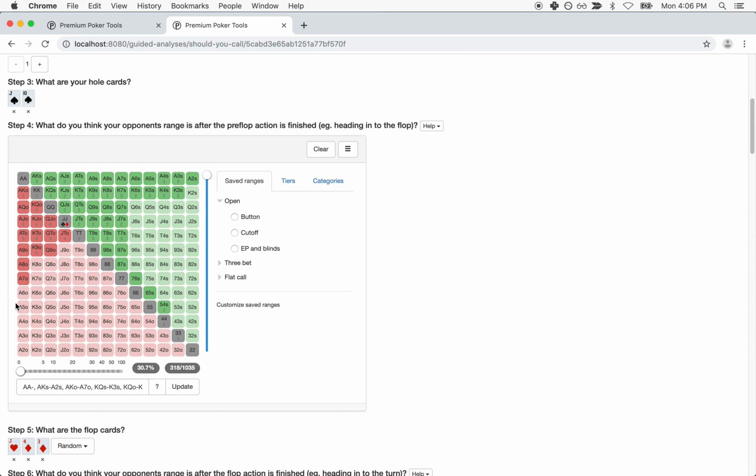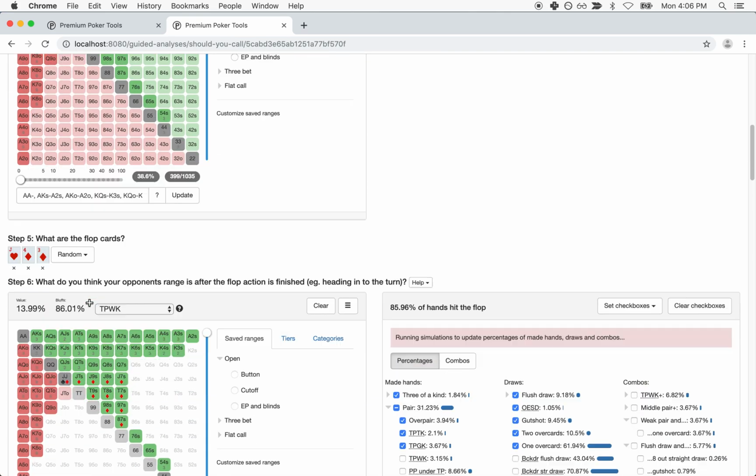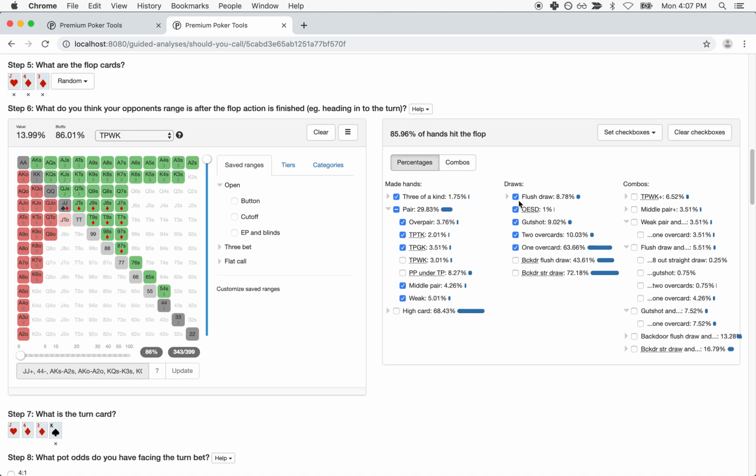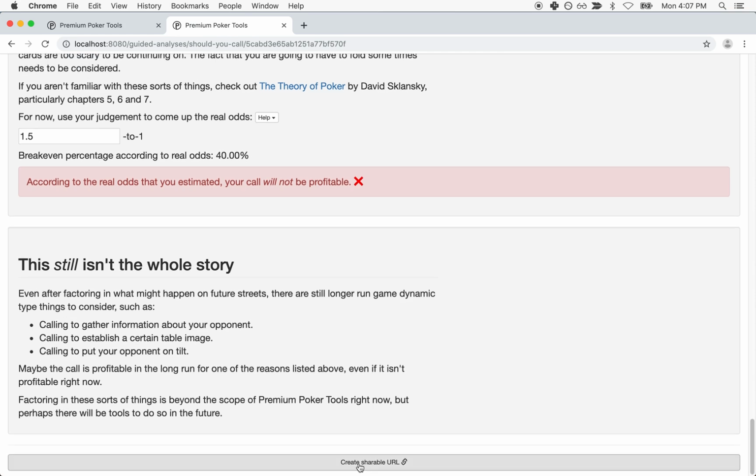pre-flop, I think they're opening even wider. I think this opponent you were against was very aggressive, and you can see that once you change this range, it's going to change everything else. So when you send it to a friend, they can put in their own assumptions and they can see how that changes things. So this shareable URL is a good way to study with friends.